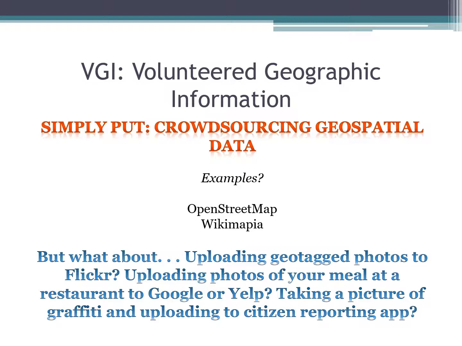But there are other things that are considered VGI, such as uploading geotagged photos to Flickr, uploading photos of your meal at a restaurant to Google or Yelp, or taking pictures of graffiti and uploading them to a citizen reporting app. These are considered VGI because anytime you take that photo, it becomes tagged with a set of coordinates from where you took that picture. So we know exactly where it happened, and it'll also have a time log. It'll possibly have your profile associated with it, not necessarily, but there's a lot of information that can come along with that imagery that has a geospatial tag connected to it.